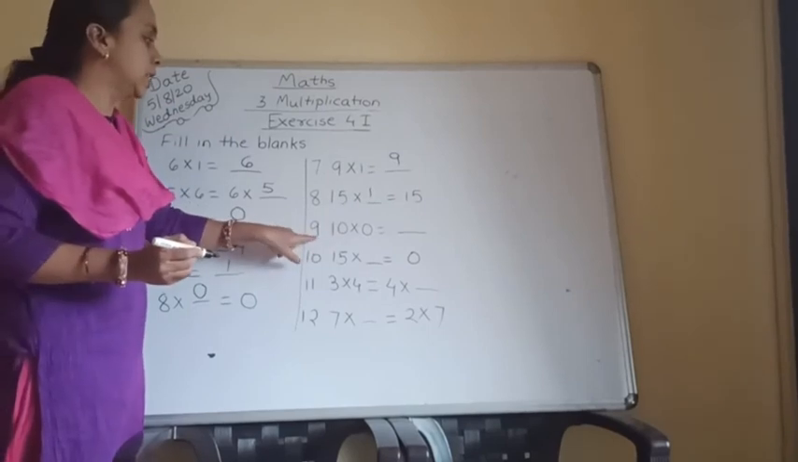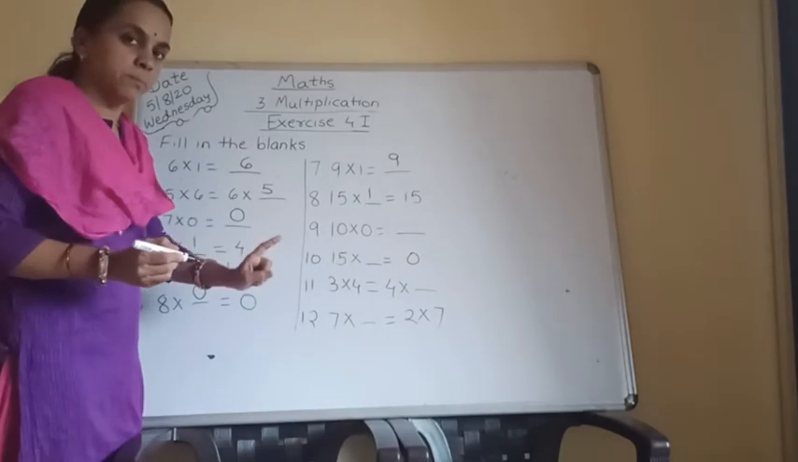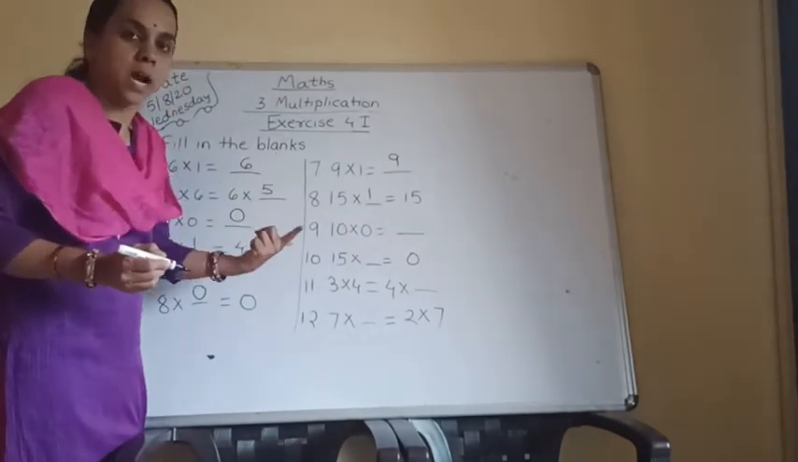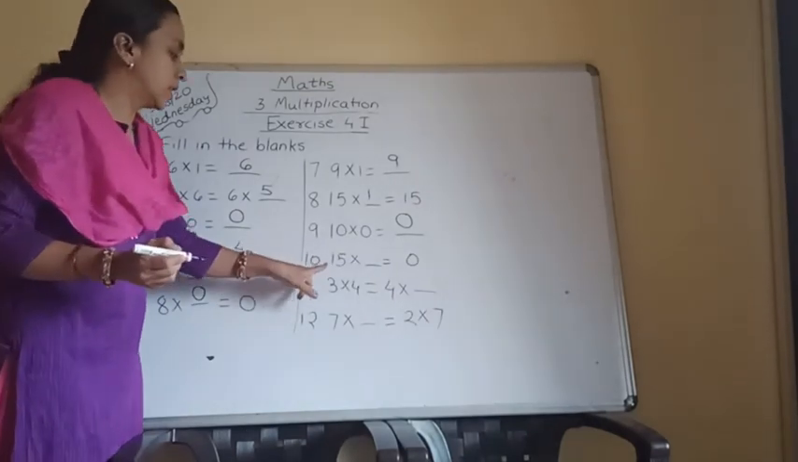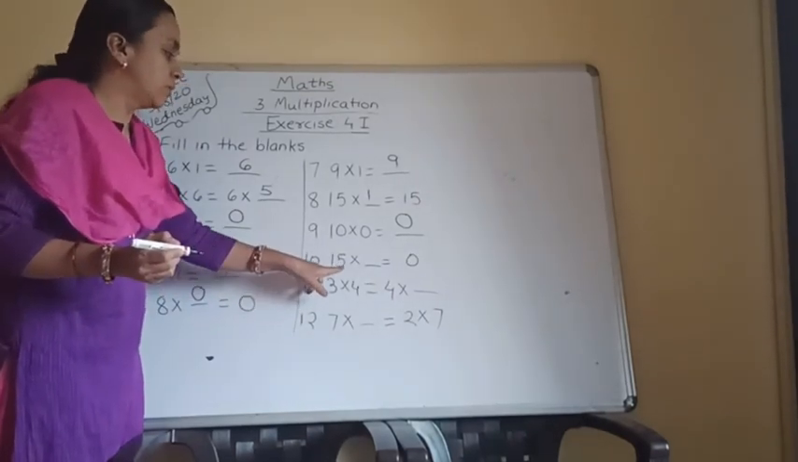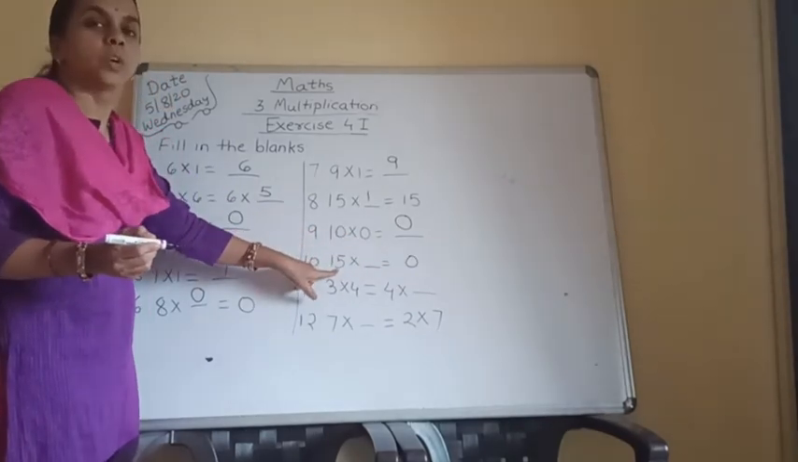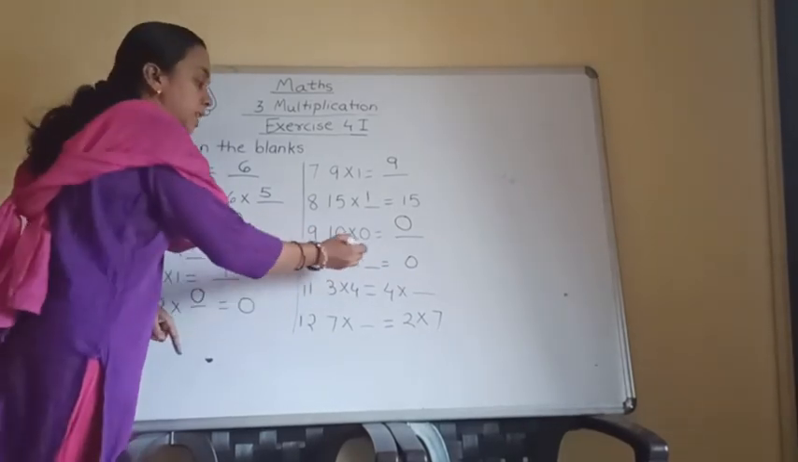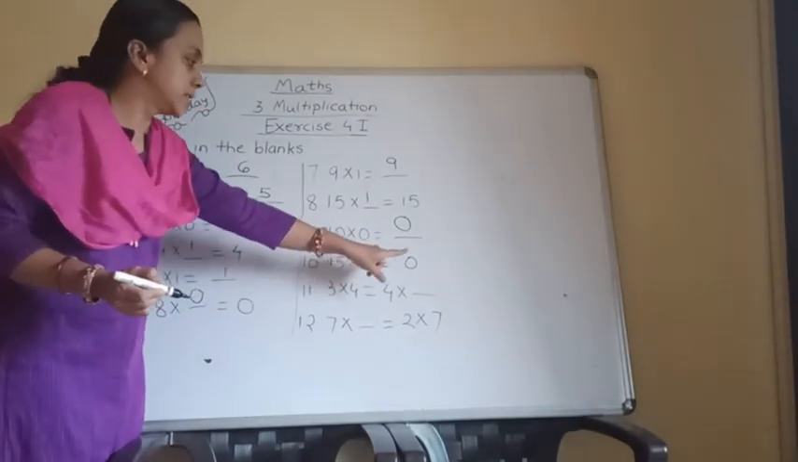Now see ninth question. 10 multiplied by 0. Any number multiplied by 0, answer is 0. So write down here 0. Now see 10th question. 15 multiplied by dash equal to 0. So what we have to write here? 0. Because 0 multiplied by any number, answer is 0.